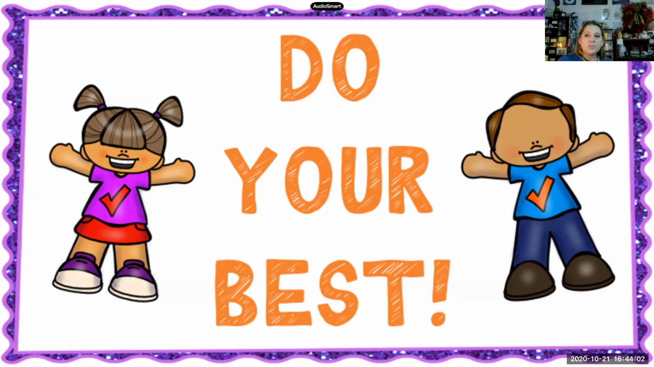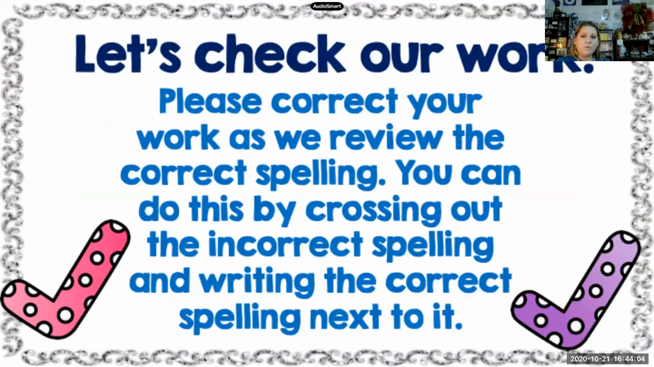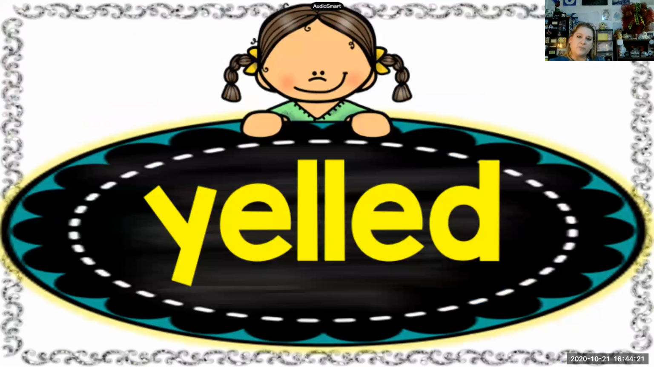All right, so now we're going to check them. We're going to go over our work. And remember, if you got one wrong, you just put one line through it and write it correctly beside it. You don't need to scribble. You don't need to erase. Put one line through it. All right, first word is yelled.